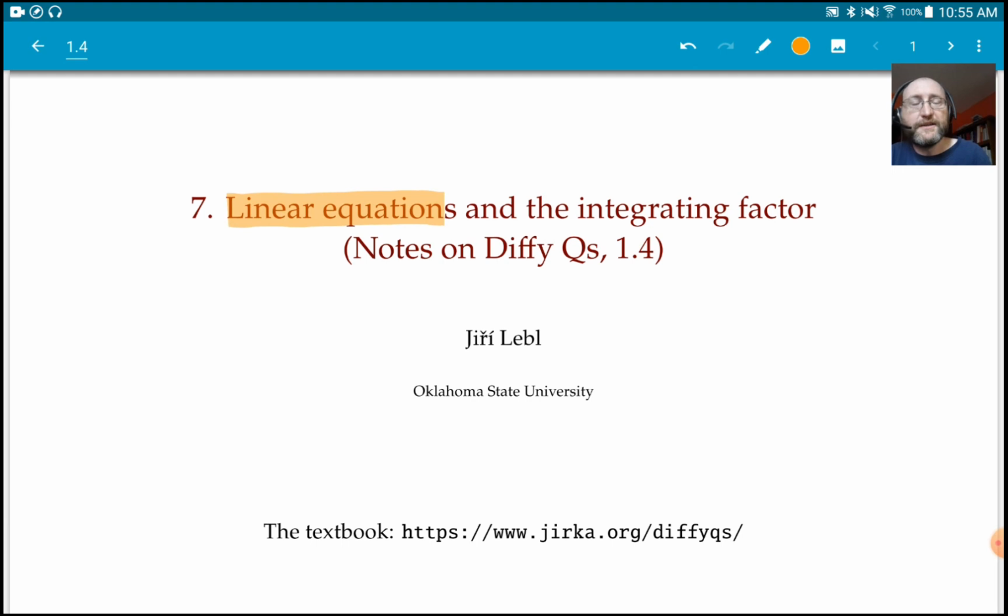Today we'll be talking about linear equations and the integrating factor, the way to solve them.